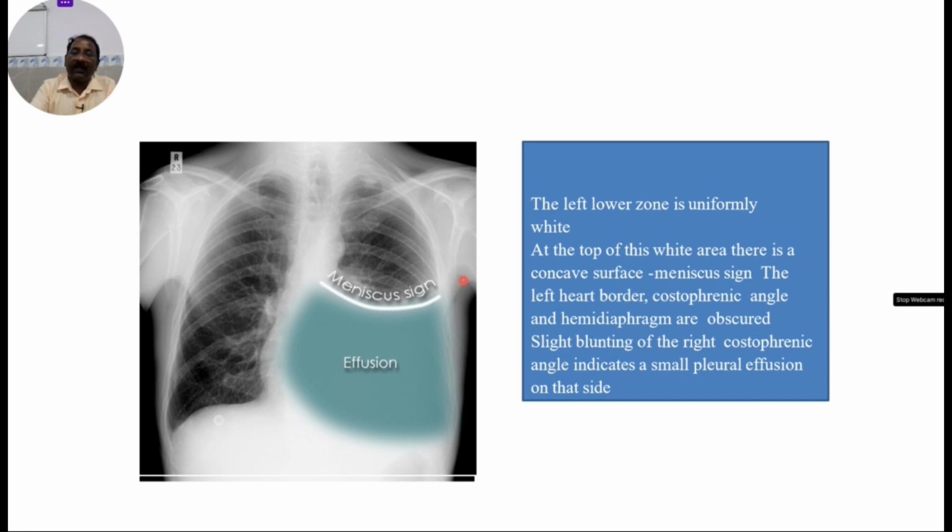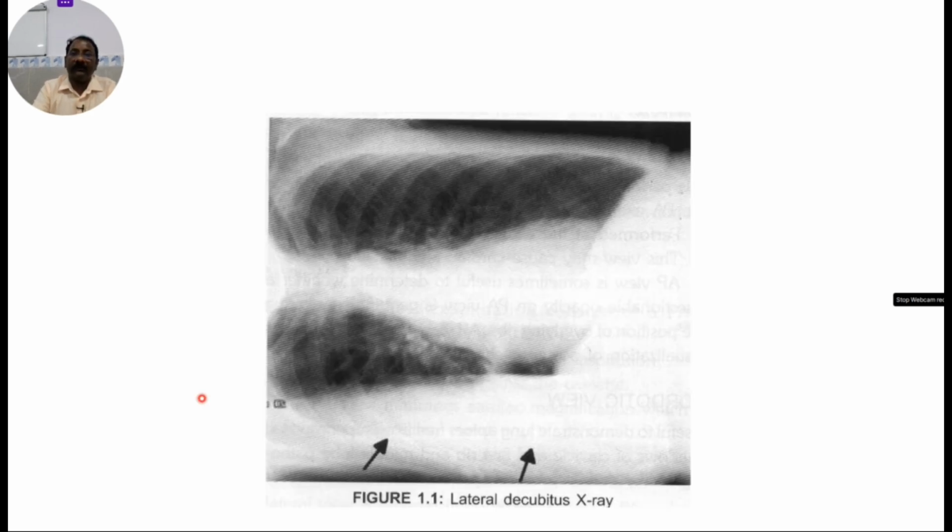Slight blunting of the right costophrenic angle indicates a small pleural effusion on that side also here. See the lateral decubitus film. So even 75 ml is sufficient to cause an abnormality here. So this is the lateral decubitus film showing the effusion.